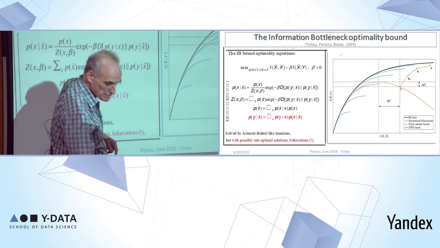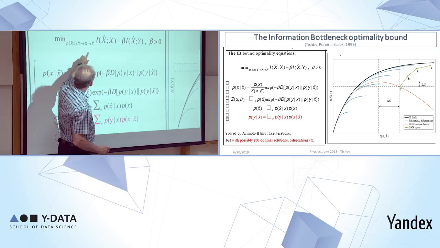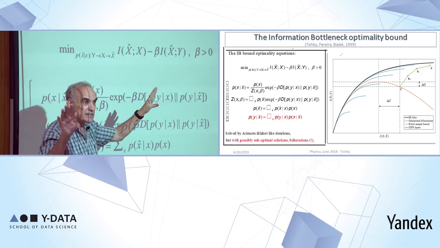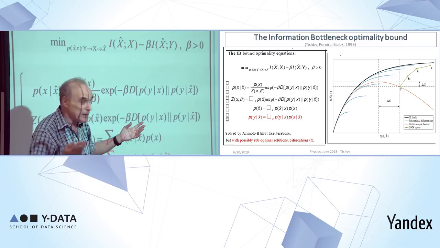This is a purely mathematical optimization problem: find the optimal encoder. So x hat here is an abstract encoder. I don't care what it is. It can be the network, the layer of a network. It can be clustered. It can be any representation you have in mind. So I call it x hat, just as in information theory.